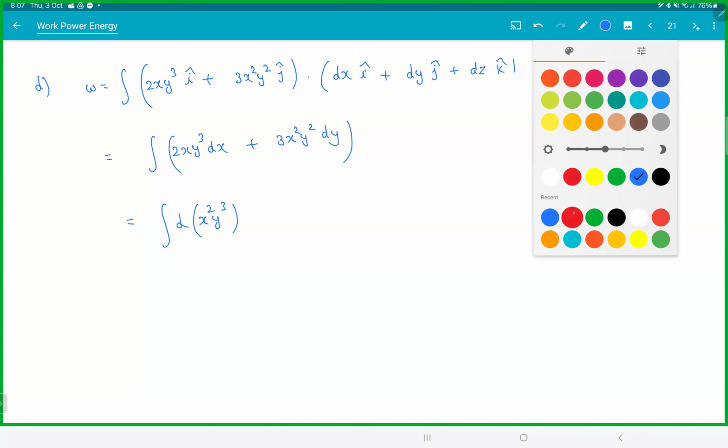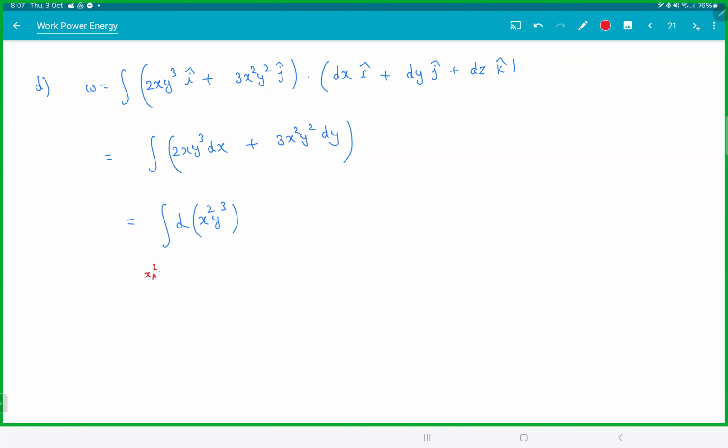And what are the limits? The limits at A will be x square y cube, which is 1. At B, this is x square and y cube, 1, 1, 2, 3, right? That is 2 square into 3 cube, 4 into 27, 54, 108. So this guy would be x square y cube. Limits will go from 1 to 108. So basically, I'm treating that entire x square y cube as a new term. That's 108 minus 1, 107. Please check.